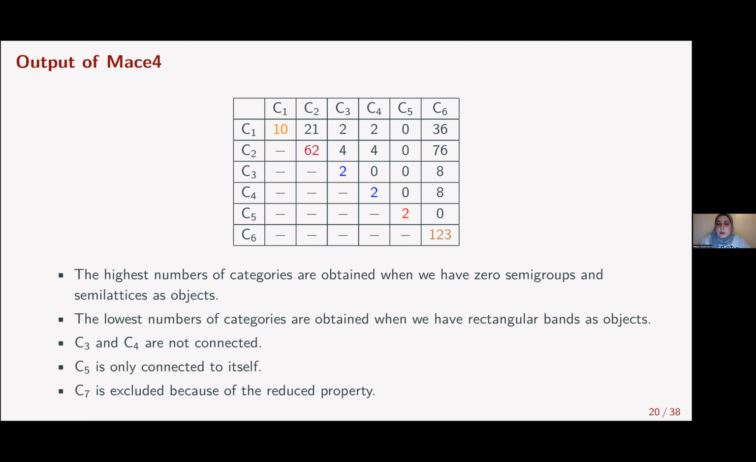And the most interesting part is that we have some zeros, and 0 means that there is no category between C1 and C5, for example, or C2 and C5. And actually, C5 is a very interesting case because it's only connected to itself. It doesn't have any category with any other monoid except itself. And we will not actually discuss the reason for that now, but the main reason that it's only connected to itself is that it contains a group Z2.